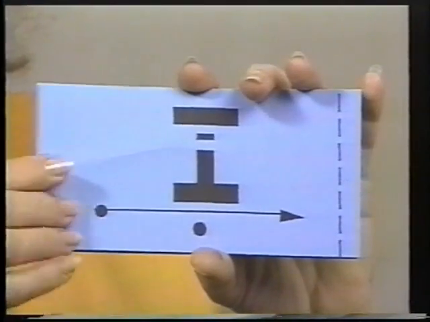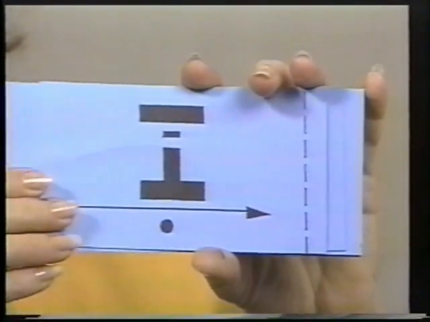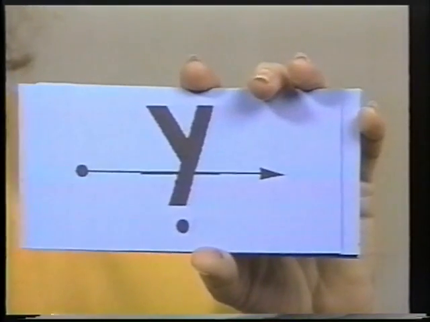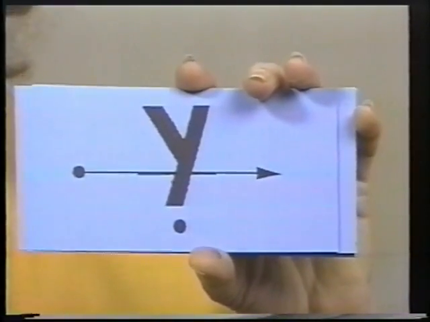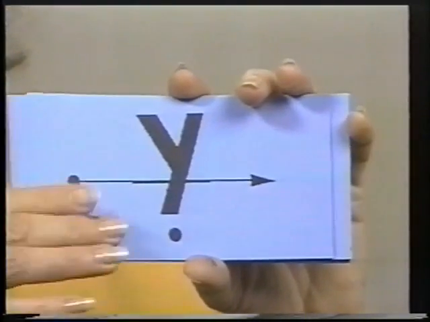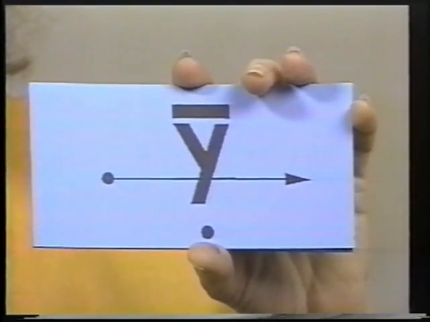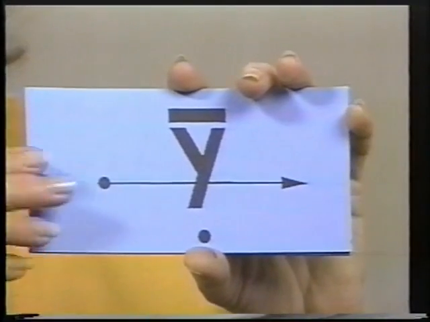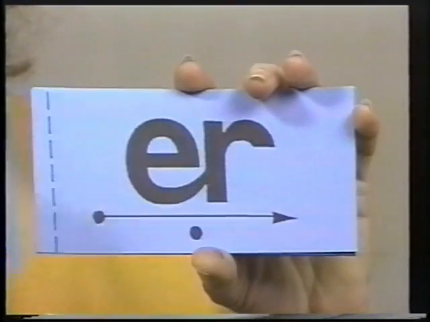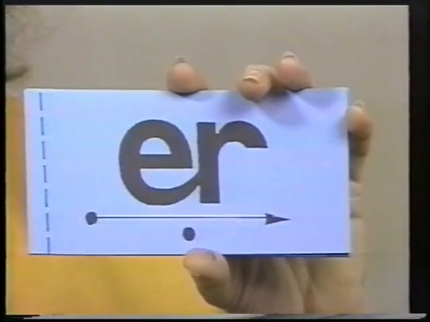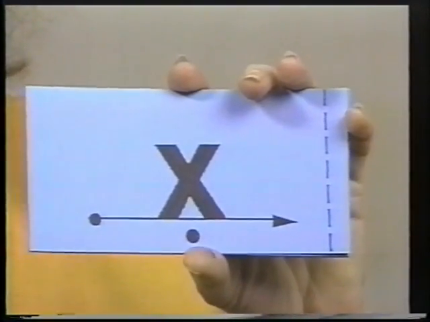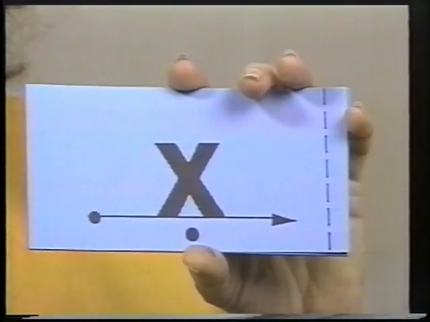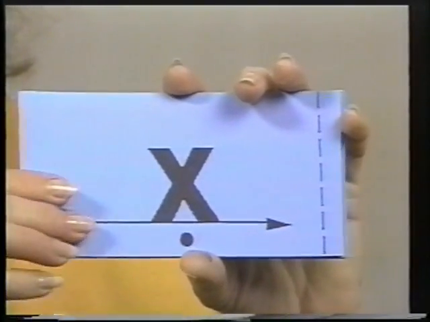I with a line over it is I, as in mine. The letter Y represents the sound Y, as in yard or yellow. A Y with a line over it represents I, as in fly. The letters ER say er, as in mother. The letter X makes the sound X. It's the K and the S sound together.